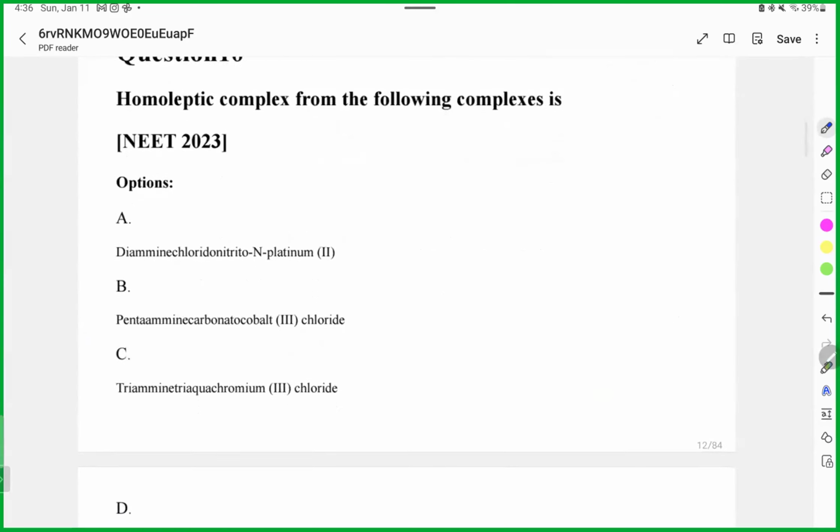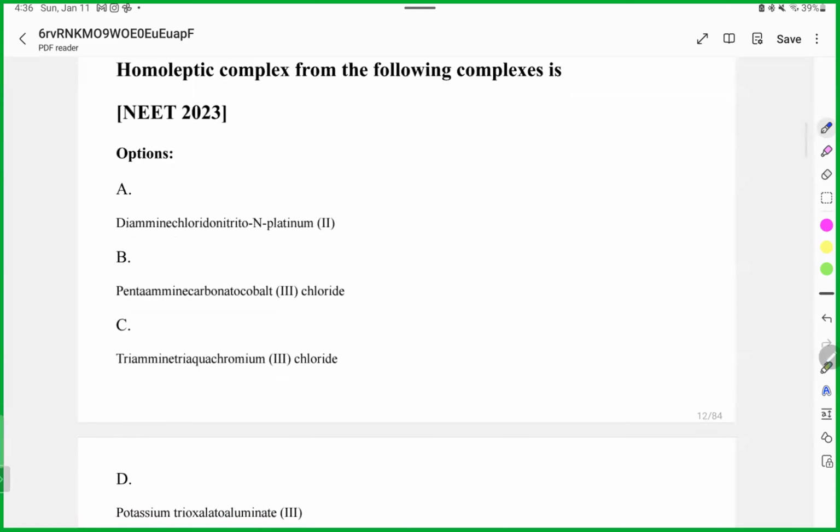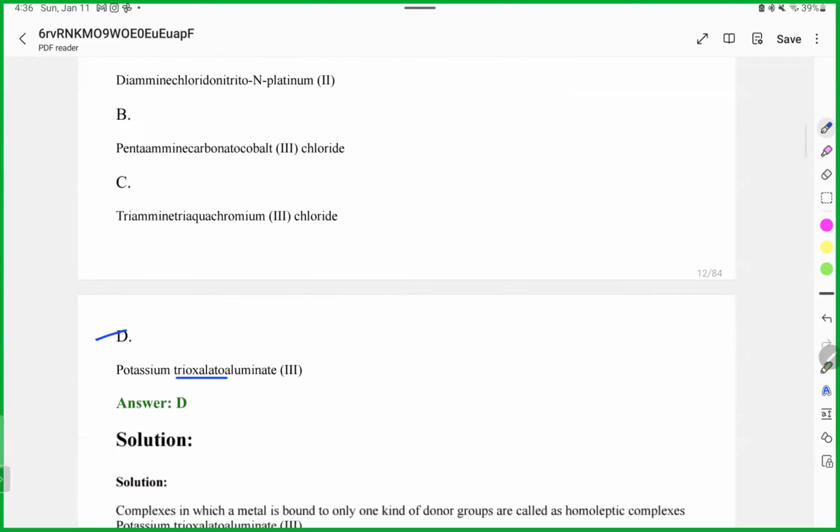Anvita, 10th question. Homoleptic complex. One second. So D. Yes, because only oxalate, nothing else. 3 oxalate.